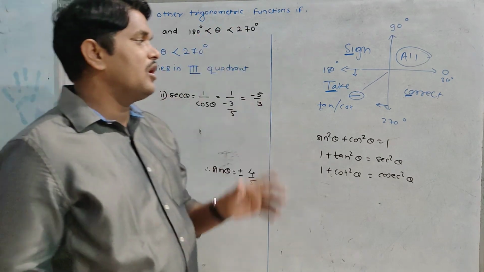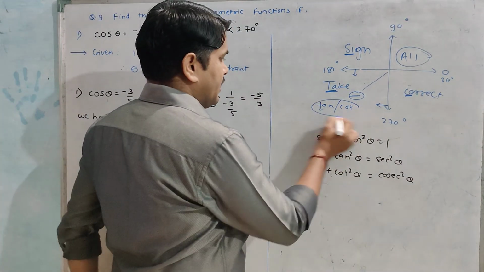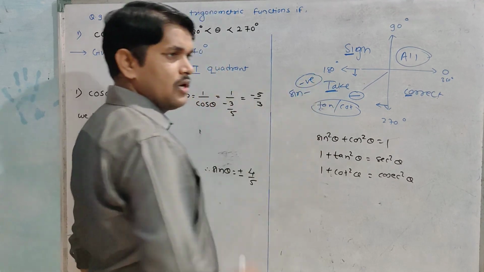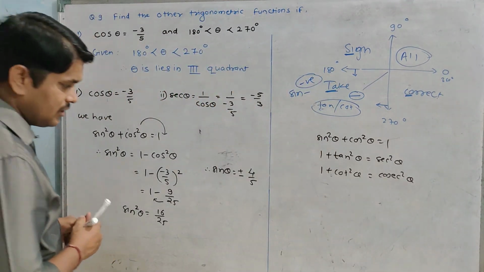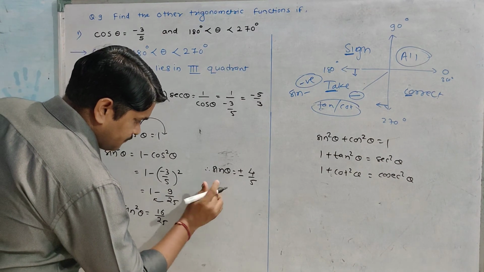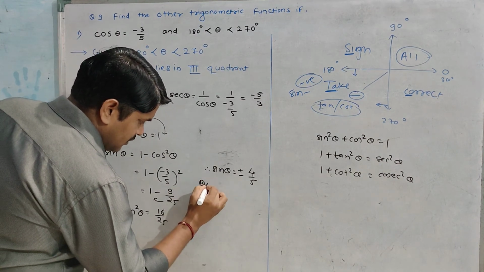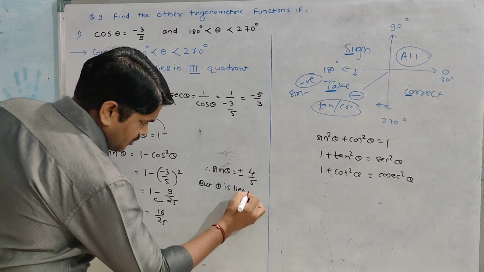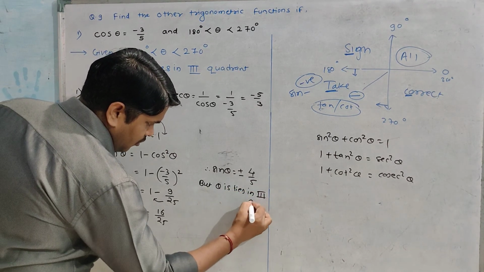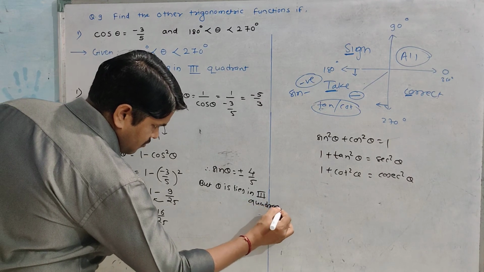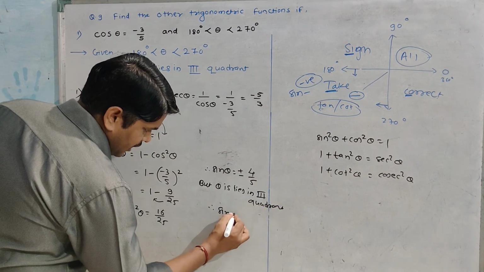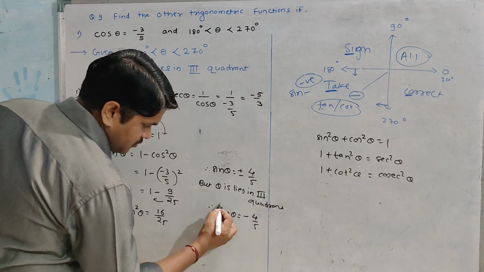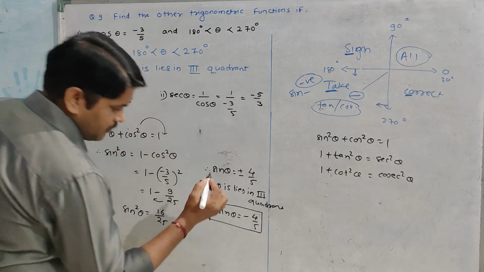Theta lies in the third quadrant. Third मध्ये sin काय? In the third quadrant sin theta is negative. Understood? In the third quadrant sin theta is negative, but theta lies in the third quadrant. Therefore sin theta का असणार आहे negative, so we have to take the negative value. Understood? This is our sin theta.